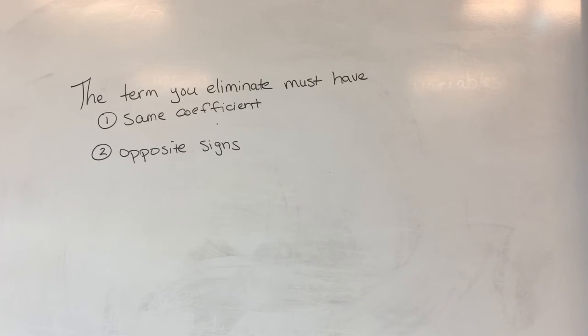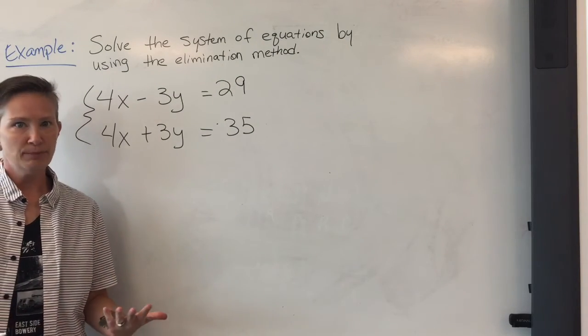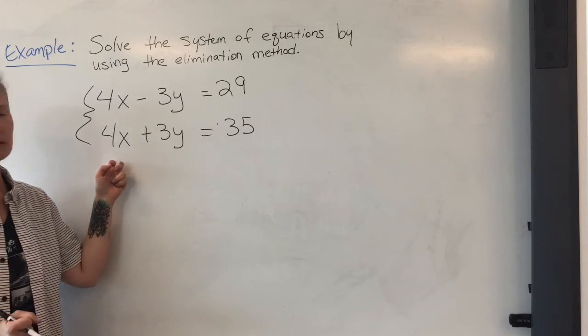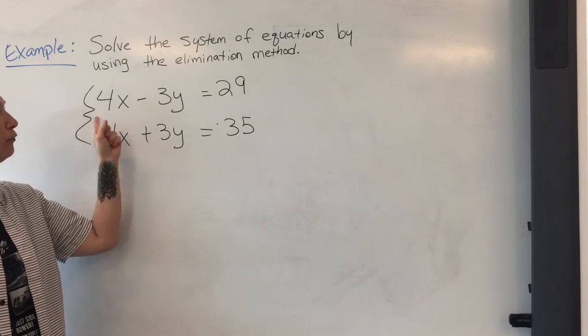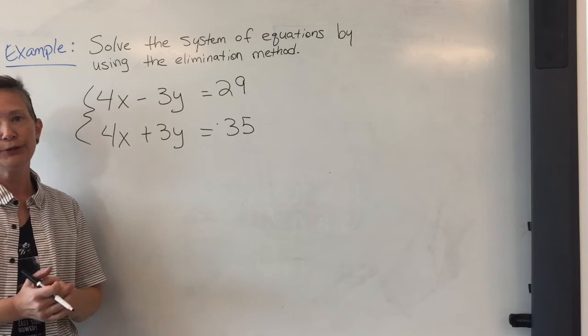Just a quick note, the term that you choose to eliminate in your system of equations must have two things: the same coefficient and the opposite signs. All right, let's take a look at an example of using the elimination method. So I have the system of equations right here on the board. So 4x minus 3y equals 29 and 4x plus 3y equals 35.